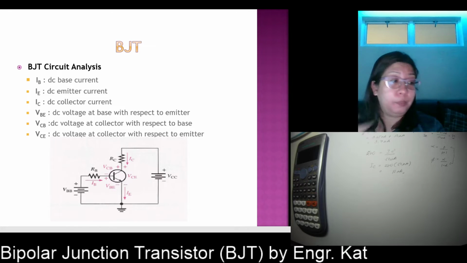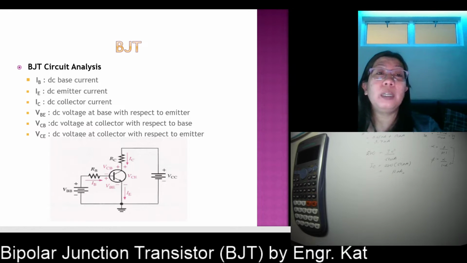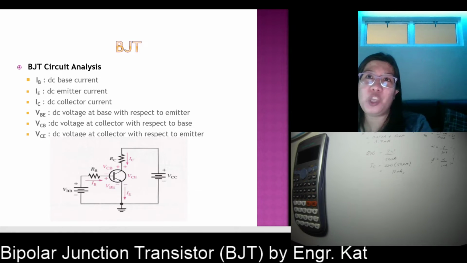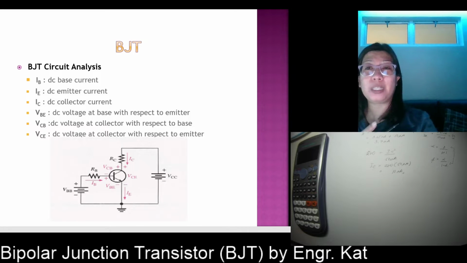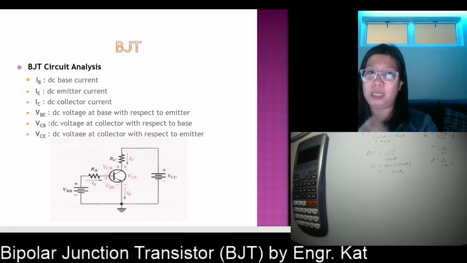Okay, so first, we will be analyzing your BJT circuit separately. You have a DC source and an AC source. So what do we do when you have two sources? If you can still remember the superposition theorem, we usually analyze them separately. So we're going to analyze the DC sources first. We're going to neglect your AC source first, and then eventually we're going to analyze your AC source.